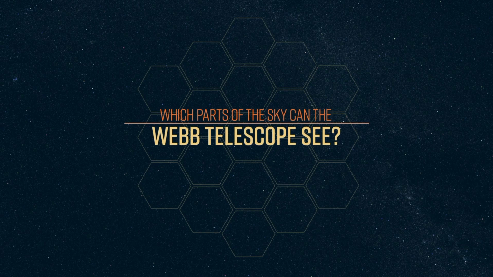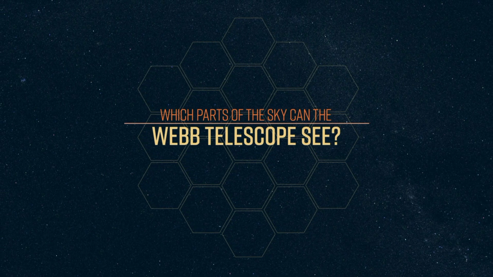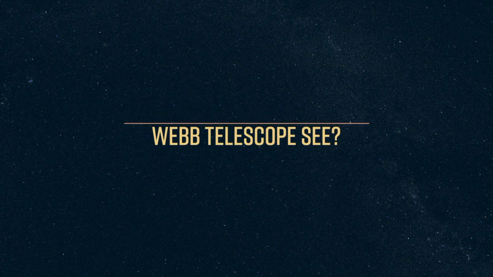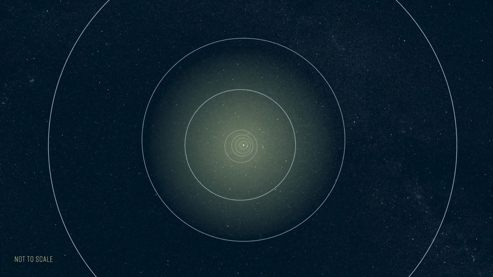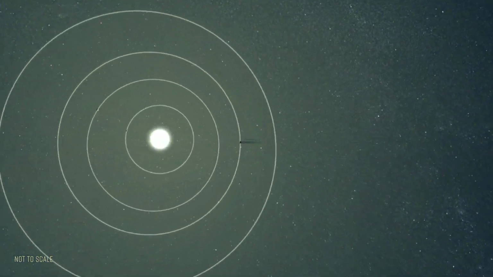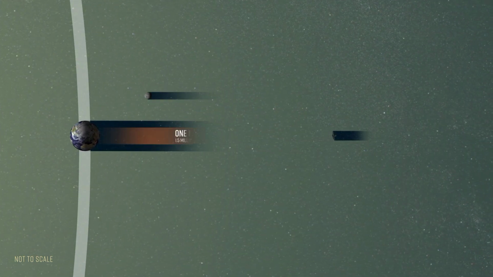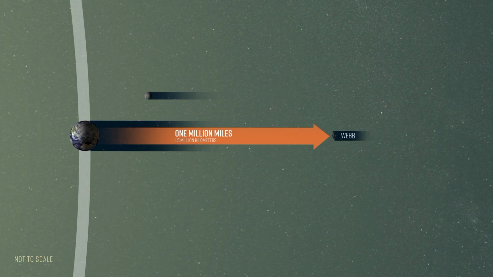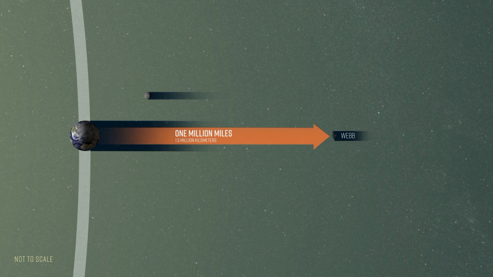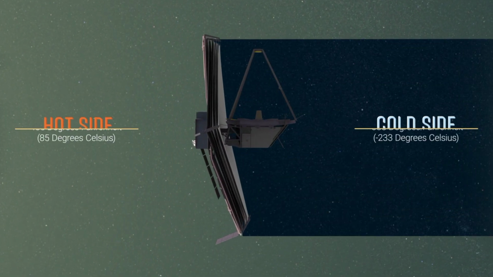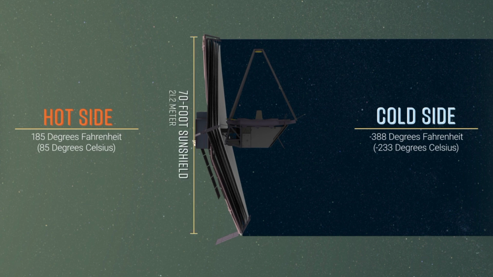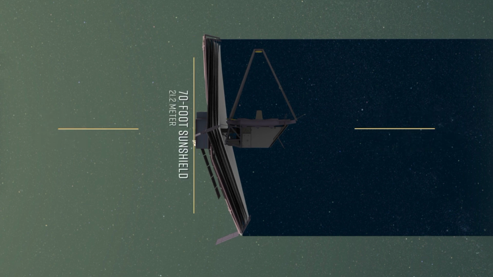Which parts of the sky can the Webb telescope see? The James Webb Space Telescope orbits the Sun in sync with Earth, but 1 million miles further out, beyond the Moon. The telescope's mirror is perpendicular to the 70-foot sun shield, which keeps it cool.